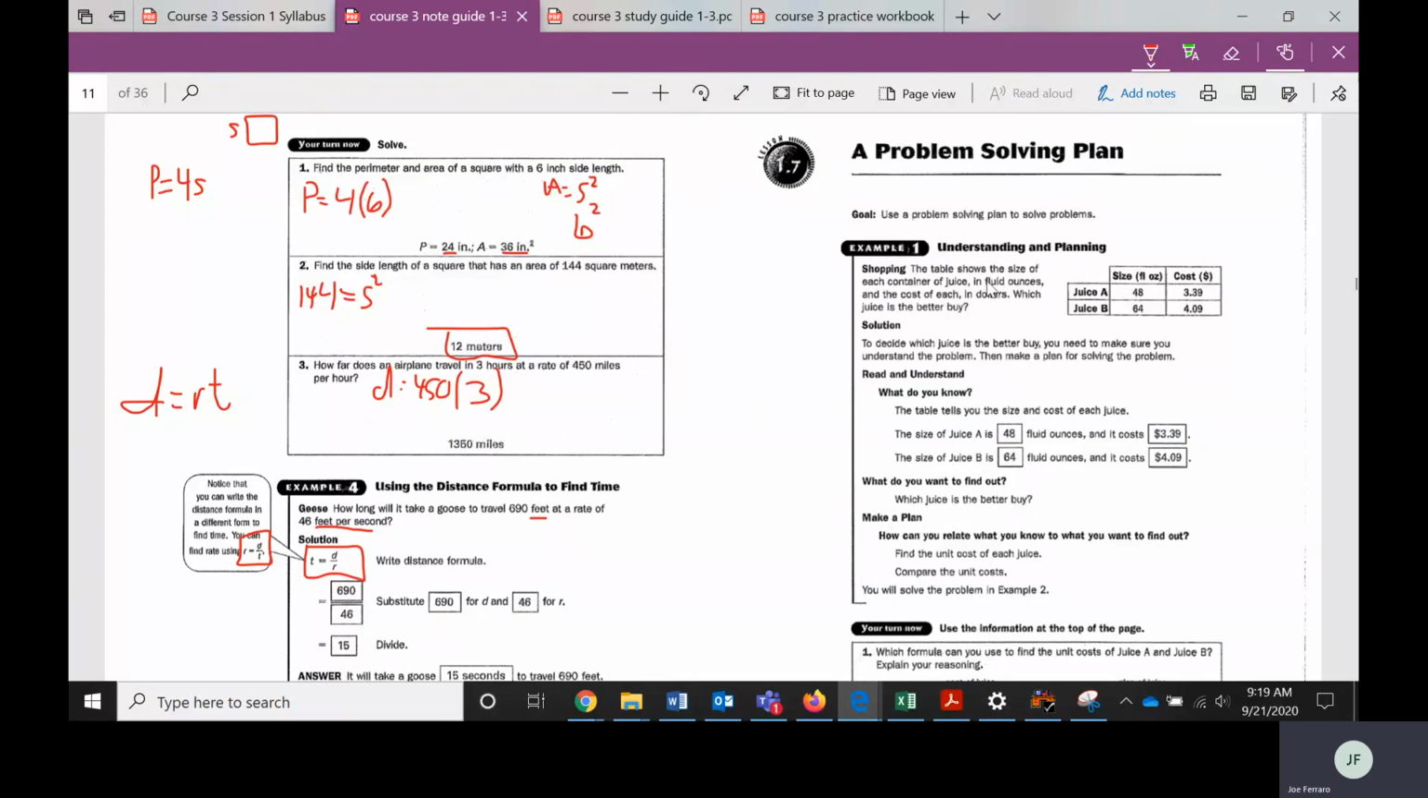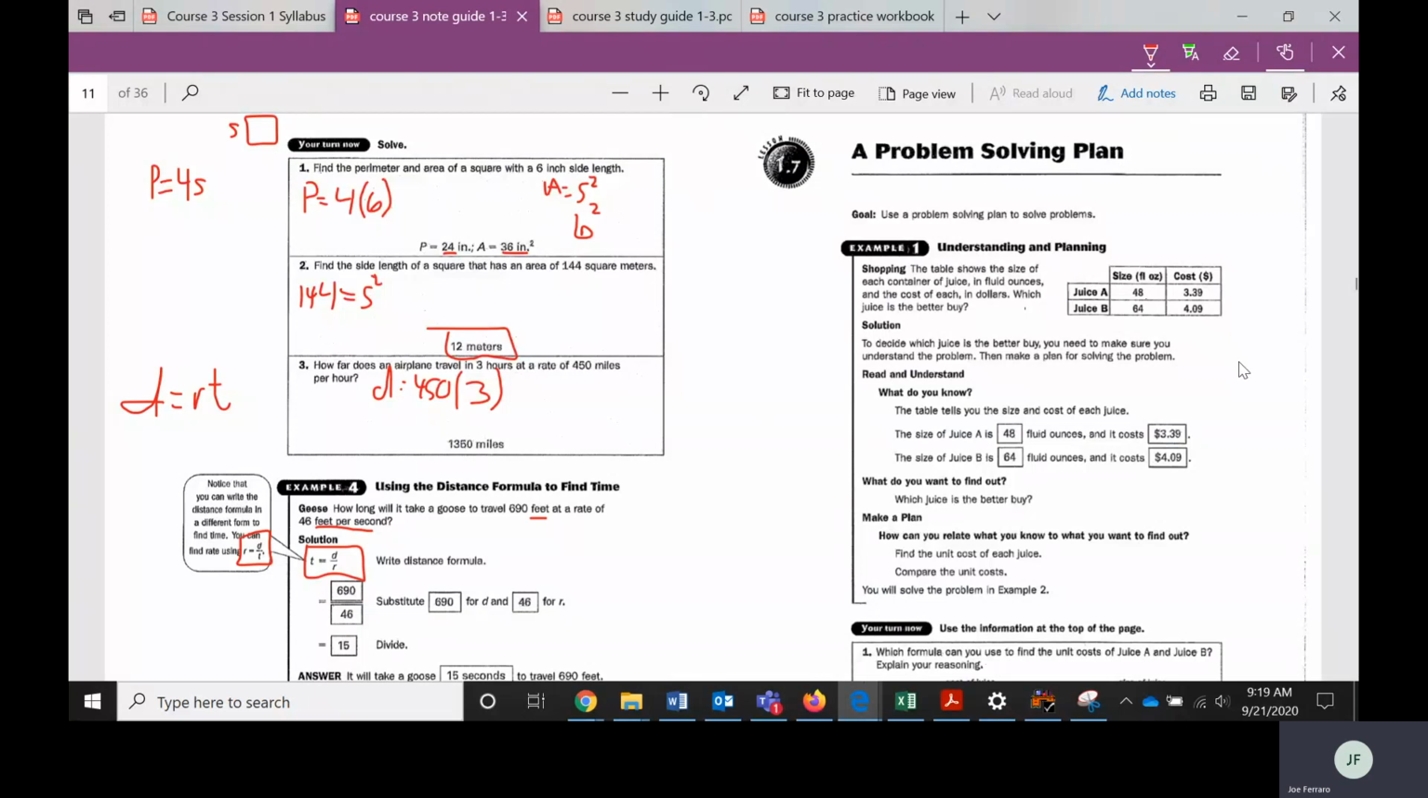So example 1, it says the table shows the size of each container of juice in fluid ounces and the cost of each in dollars. Which juice is a better buy? So juice A is 48 ounces for $3.39. Juice B is 64 ounces for $4.09.